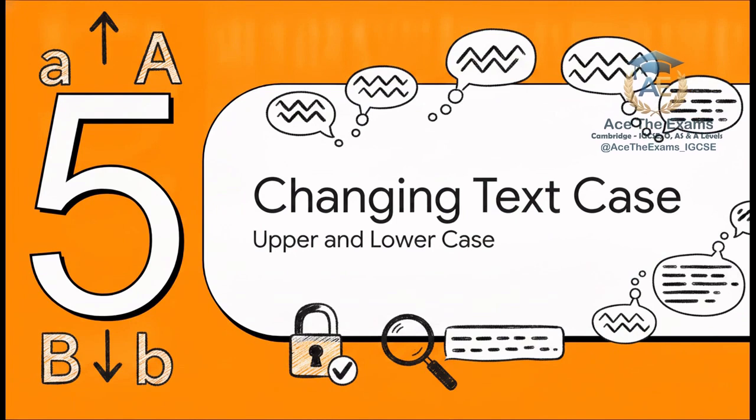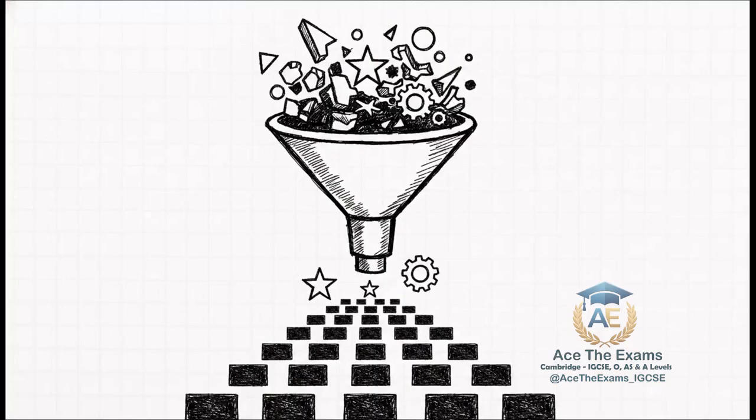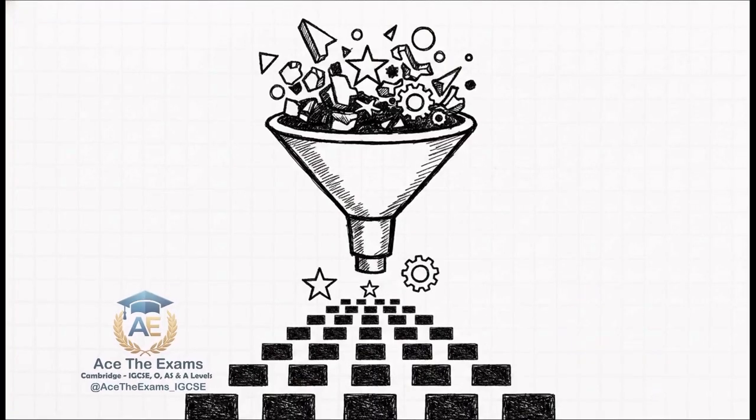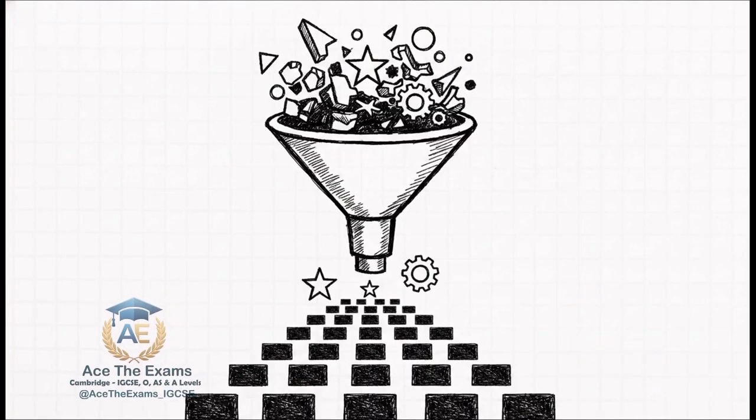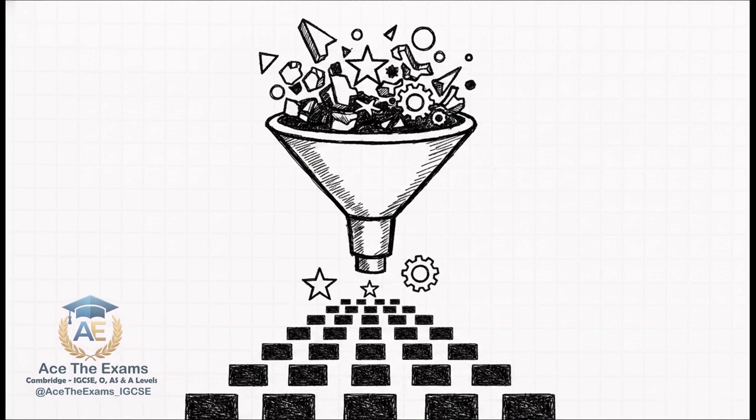Moving on to section 5, changing text case. Next up is modifying the capitalization of strings. This is an absolute lifesaver when you are checking inputs provided by a user. Both languages give us specific commands to force text into upper or lower case. Visual Basic uses ToUpper and ToLower, while pseudocode uses UCase and LCase.